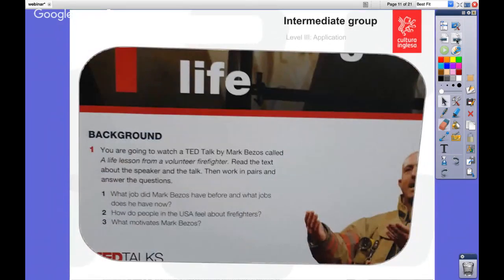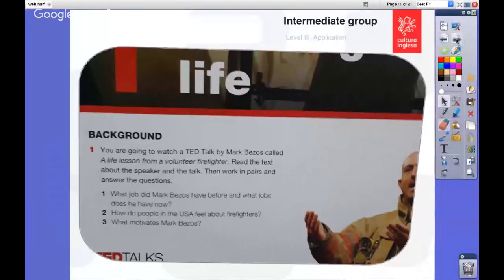The next one is an intermediate group. In this exercise, students were exposed to a video of this firefighter talking about his life as a firefighter and what are the lessons he has learned. So the exercise only asks the students to read the text and talk about and answer the questions. So by doing that, they are just applying what they have seen in the text to the questions, right?